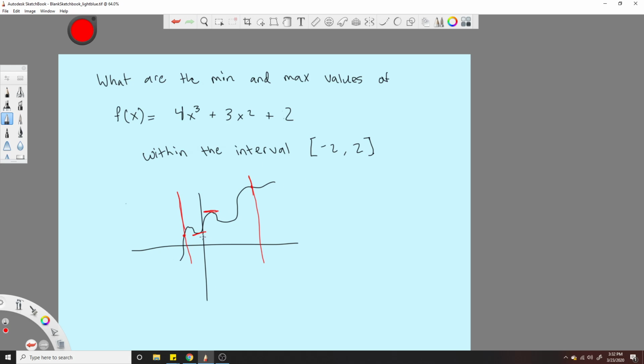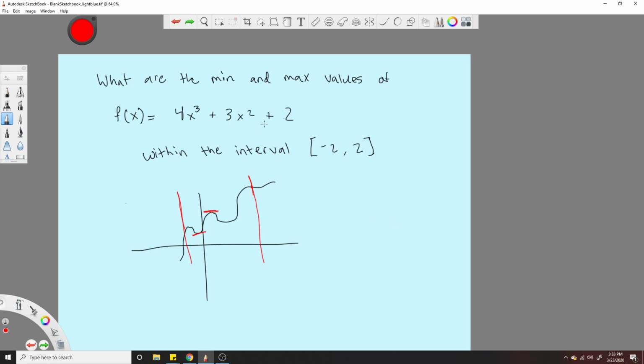Like in this function, I was just drawing it randomly, but it turns out that just by eyeballing it, it looks like both the endpoints are the min and max, because this point is probably a little bit higher than that point. I don't know. But you kind of see the idea. You could have a situation where the peak here, where the derivative would be 0, is the actual minimum. So it just depends on the problem.